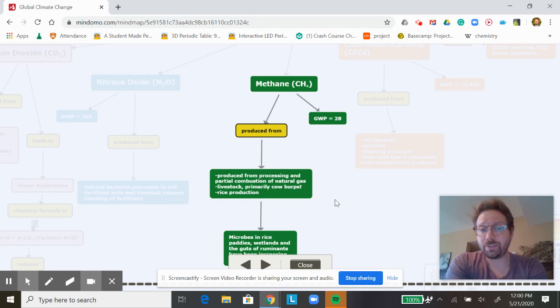Methane is the third greenhouse gas, CH4. It is produced from processing of natural gas, so methane. Livestock, particularly cows, burp and they release methane. And also rice production produces methane. The bacteria that are in the water release methane.